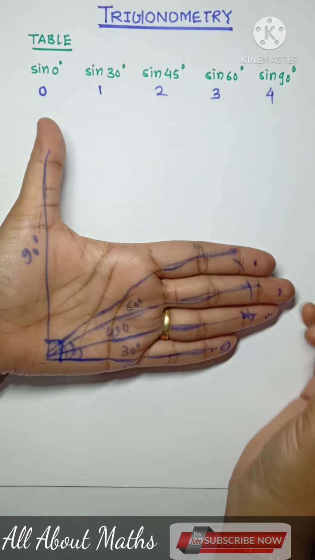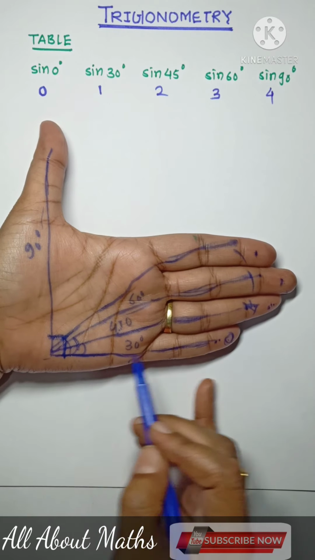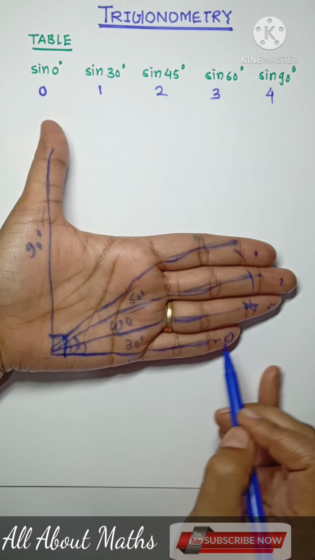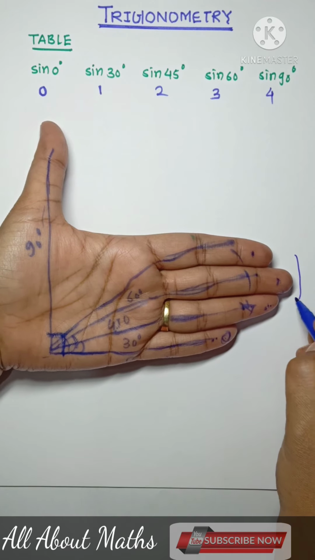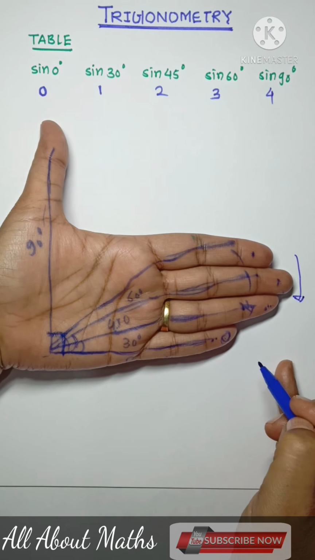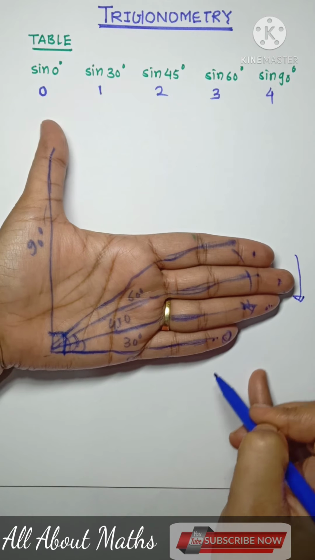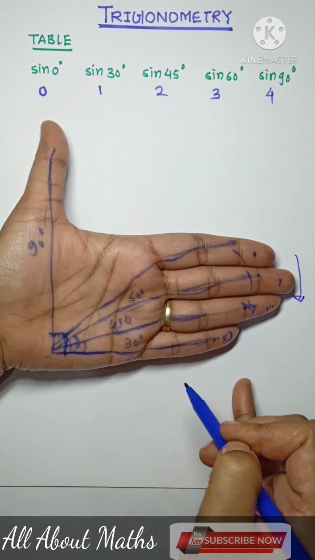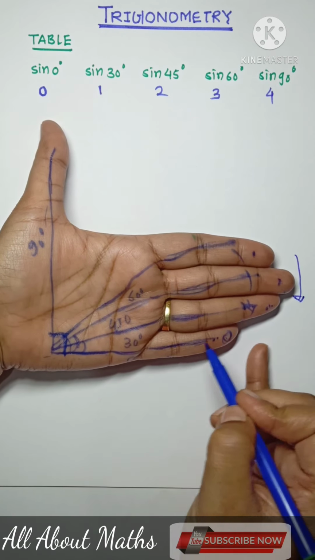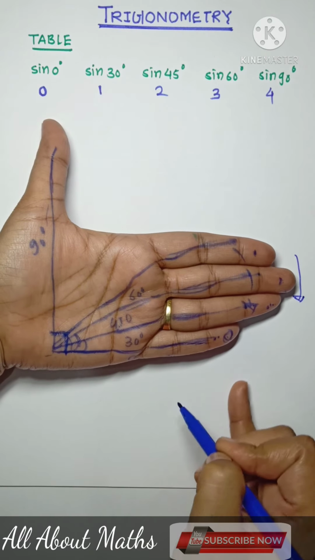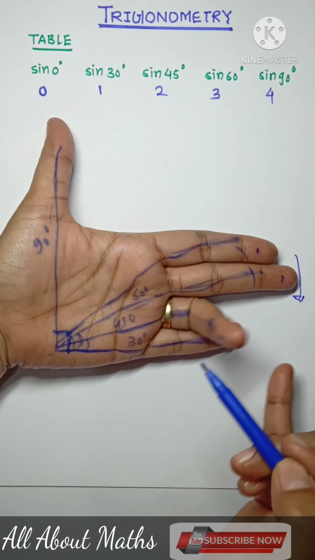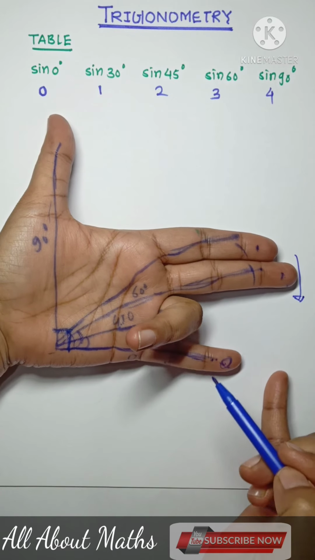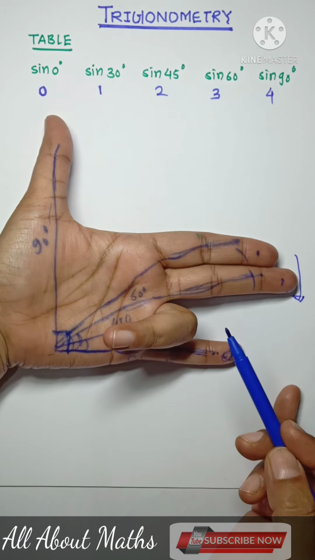Once again I'll tell you, for sin 0 degree, what do we have to do? In the clockwise direction, this is our clockwise direction, right? So in the clockwise direction, we count how many fingers are left over after that line. After 0, how many are there? Not even one, meaning 0. For 30, this line is 30, how many fingers, one finger, we wrote 1.